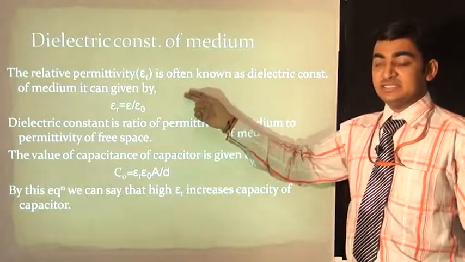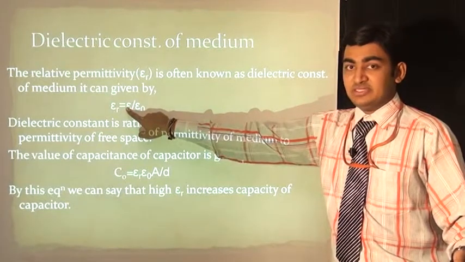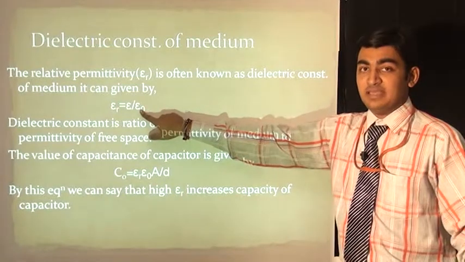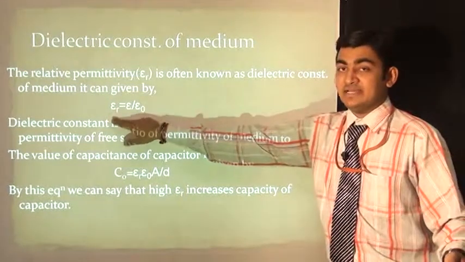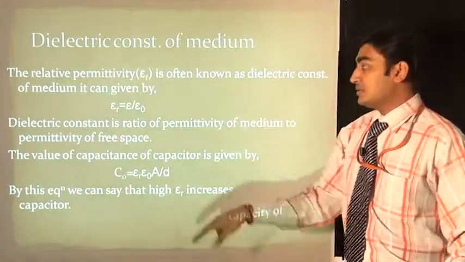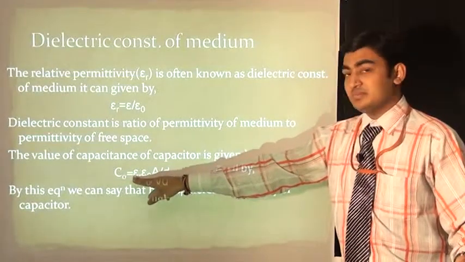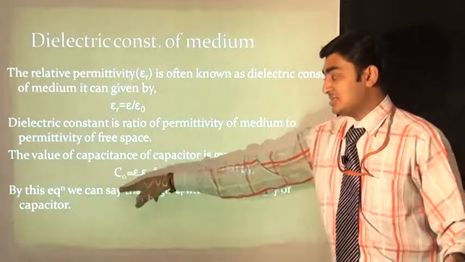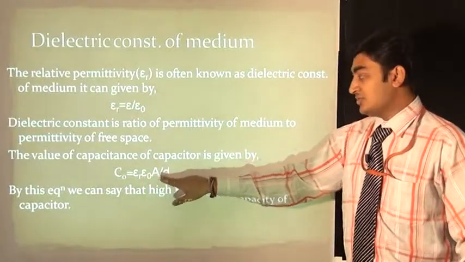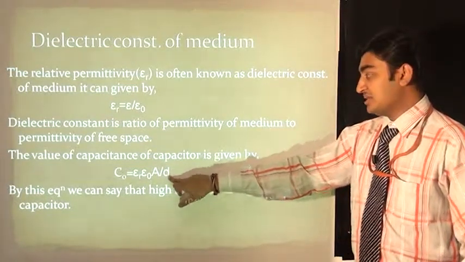In a dielectric medium, there is relative permittivity. Relative permittivity is the ratio of the electric permittivity of the medium and the electric permittivity of air. It is called dielectric constant or relative permittivity, epsilon r. In a capacitor, if we put a dielectric medium, then the capacitance is epsilon r times epsilon 0 times the area of the capacitor plate divided by the distance between the capacitor plates.